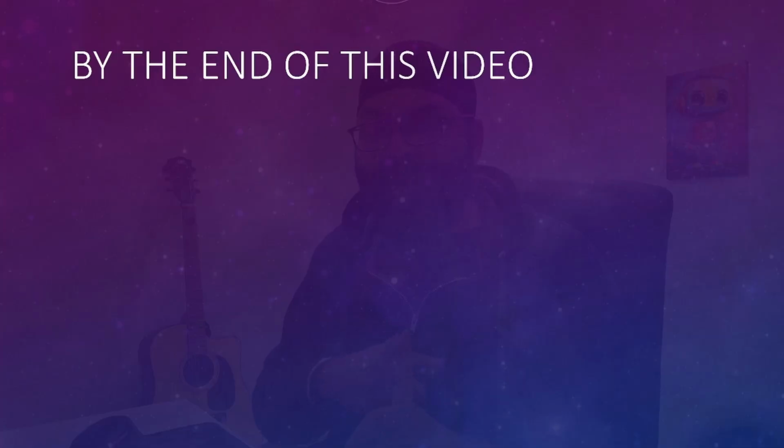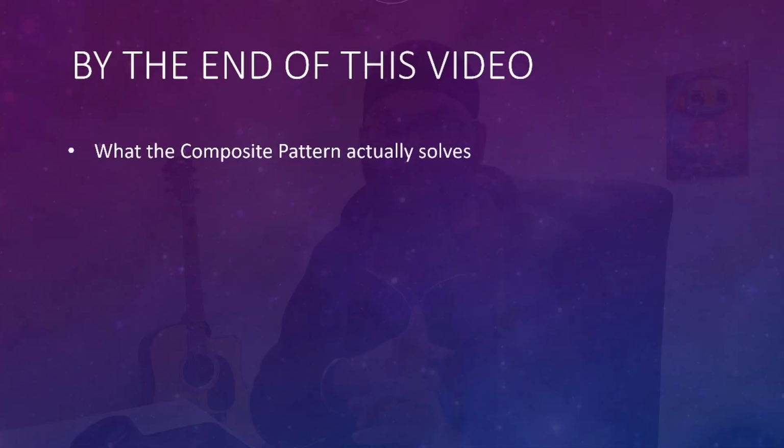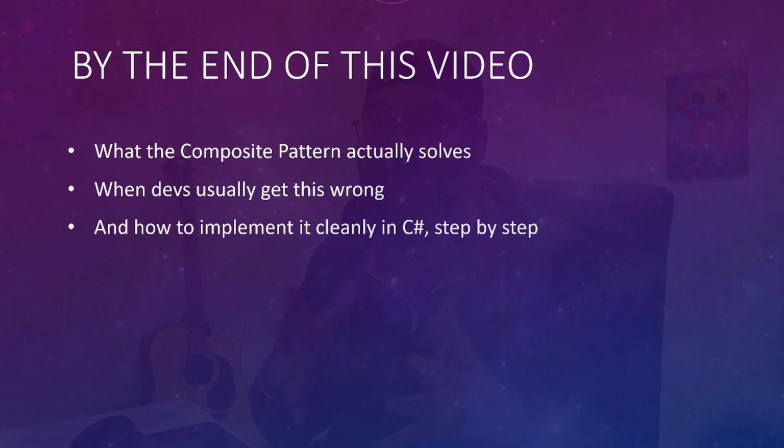And by the end of this video, you'll be able to model tree-like structures cleanly, write polymorphic code, and spot composite in real-world systems instantly. After watching this video, you'll learn what the composite pattern actually solves, why developers usually get this wrong, and how to implement it cleanly in C# step by step. No theory dumps, just clean code and real examples.